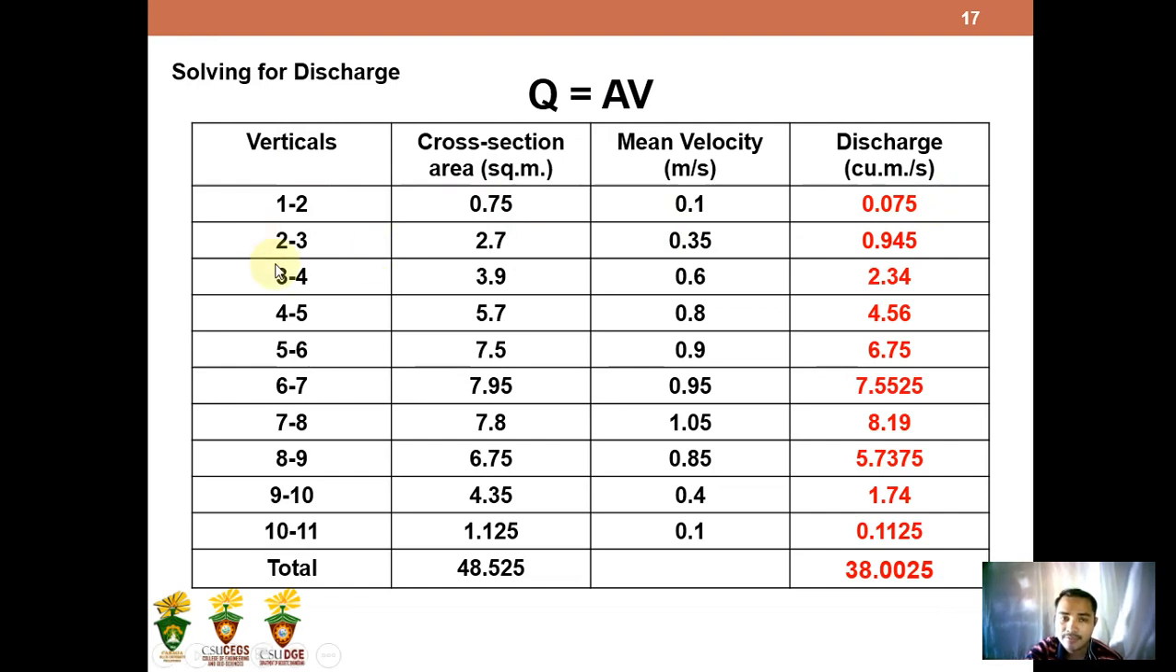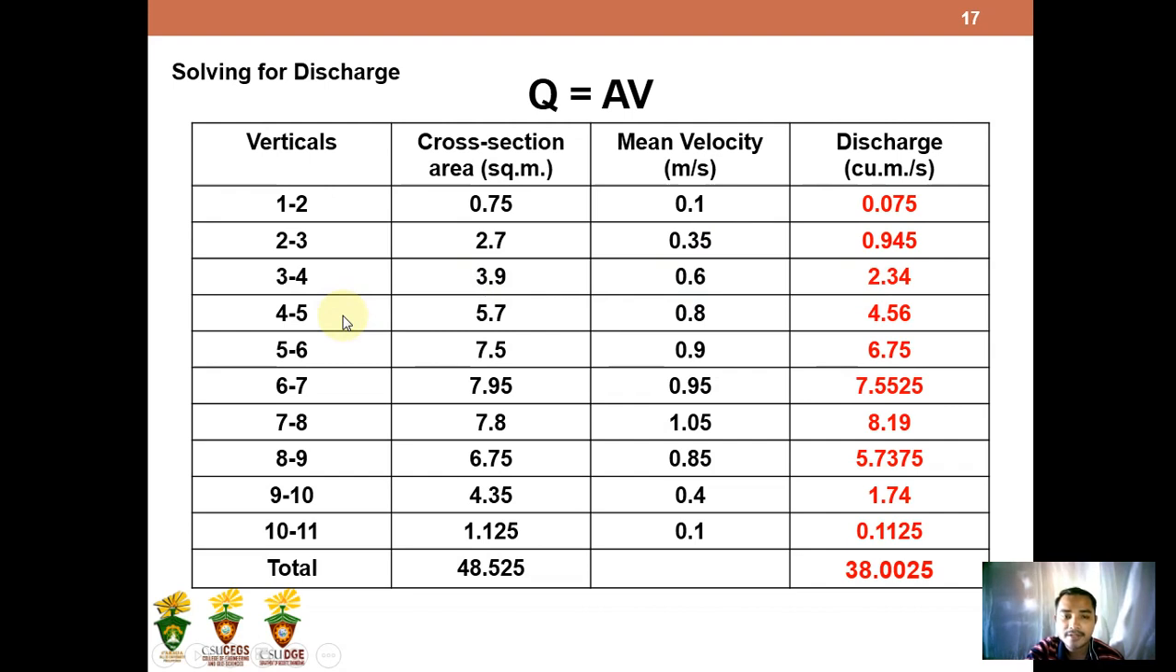And for the 2 to 3 vertical, we have 2.7 cross-section and mean velocity of 0.35. We have the discharge of 0.945 cubic meter per second. For verticals 3 to 4, we have the cross-sectional area of 3.9 and the mean velocity of 0.6. We have a discharge of 2.34 cubic meter per second.